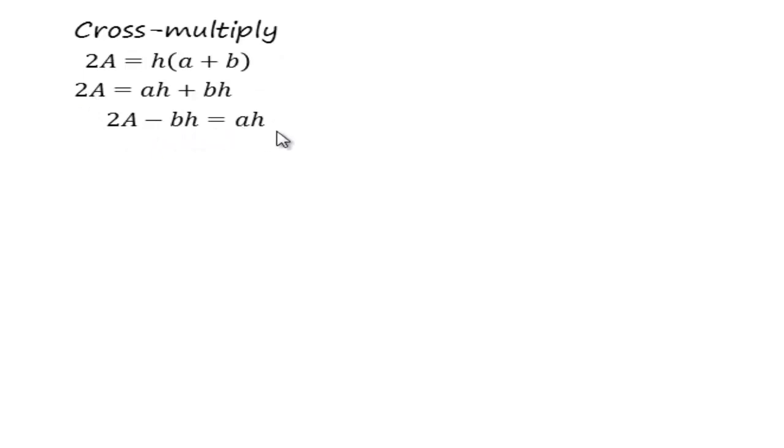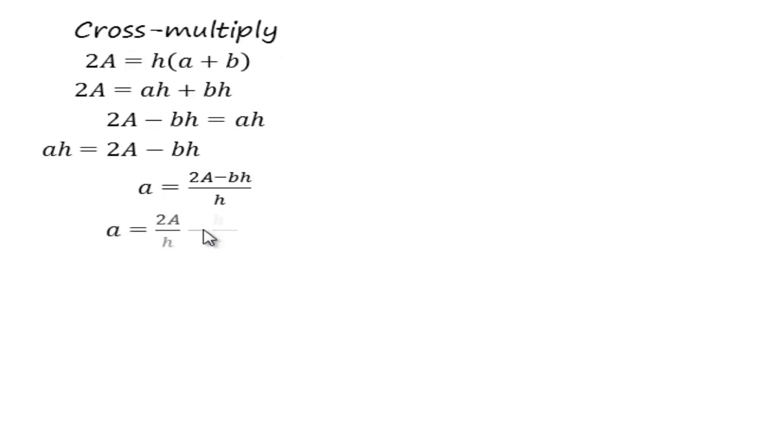Are you following now? When you get something like this, you are now going to make it the subject of formula. That is, divide both sides by h. You just rearrange: ah equals 2A minus bh. So divide both sides by h, which is now going to be this. This is the final answer. Are you seeing now? You have made a the subject of formula.